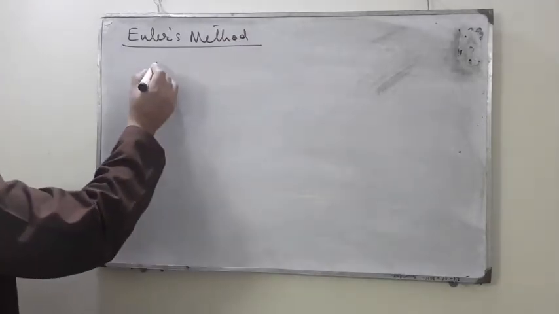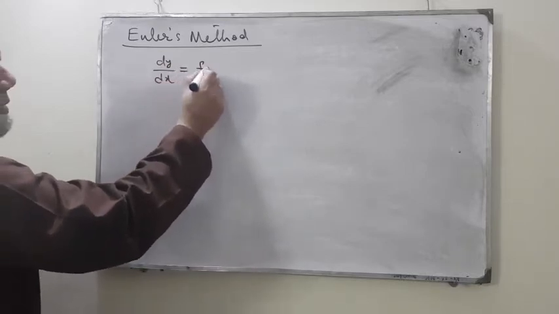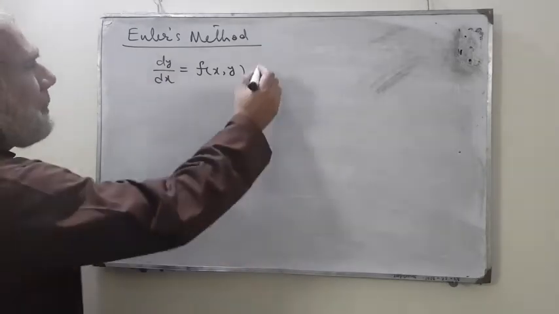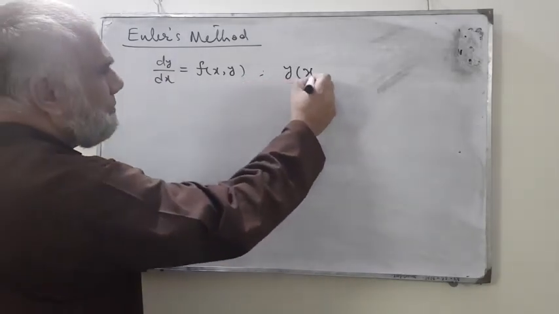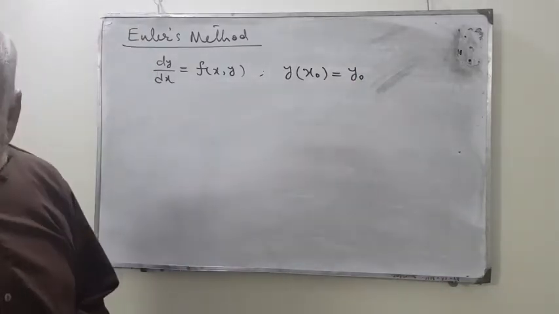He solved an equation of the form dy over dx, having the general form dy over dx equals f(x, y), along with the initial condition y(x0) equals y0. This is an initial value problem.